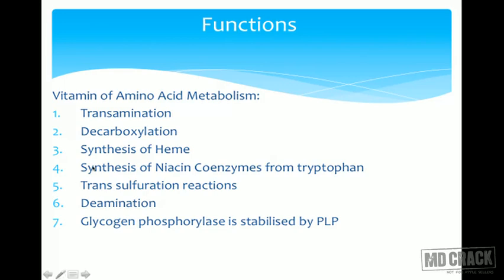And one important connection, all these were with amino acid metabolism. One important connection with carbohydrate metabolism is glycogen phosphorylase. This enzyme, though it is with glycogen metabolism, has its phosphate stabilized by pyridoxal phosphate. It is also involved in the synthesis of sphingolipids and in the myelin sheath.